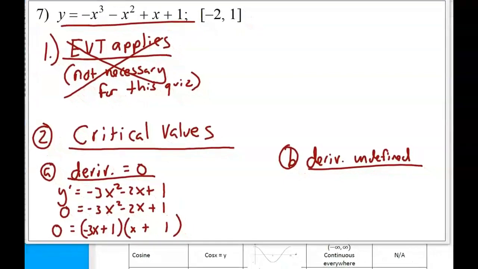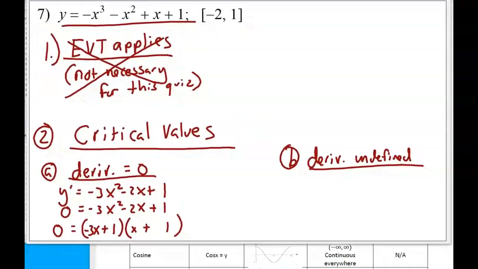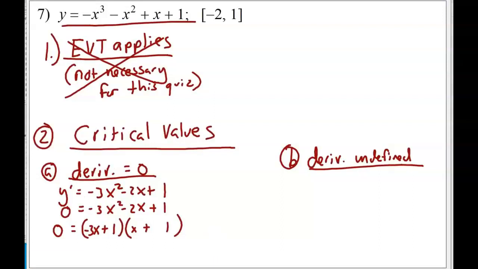Let me make a little more space for myself here. And then we're going to set each piece equal to 0 and solve. I'm not going to show my work here. I'm just going to go ahead and get the answer. You would get 1/3, and you would also get -1. Okay? So now, once again, we only care about critical values that are on the interval we care about. So I only care about critical values that are on the interval from -2 to 1. Now, both of those are on the interval.